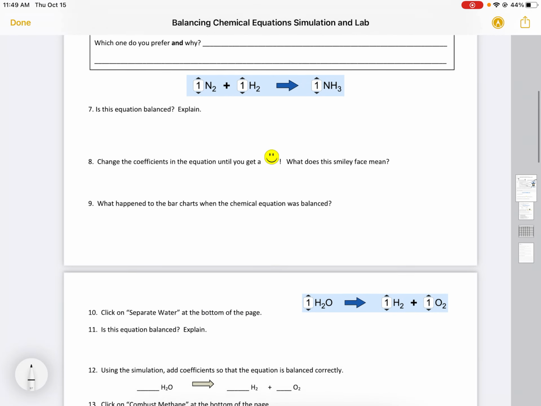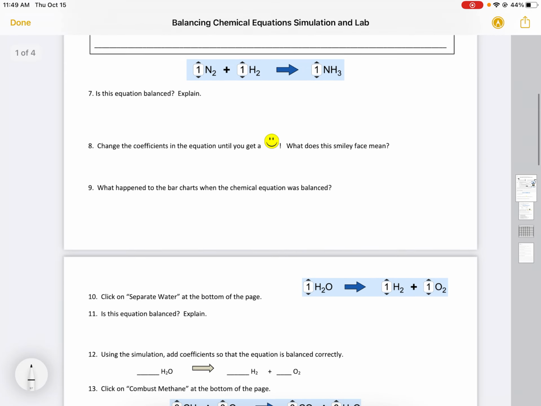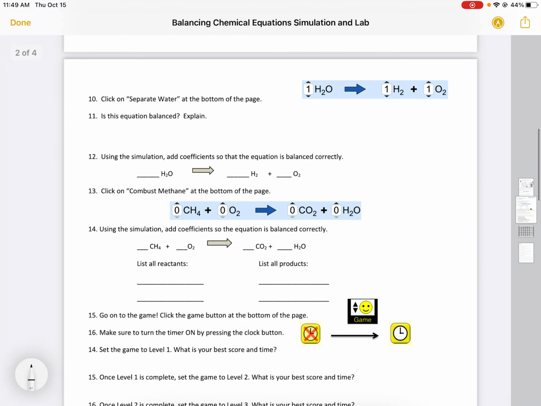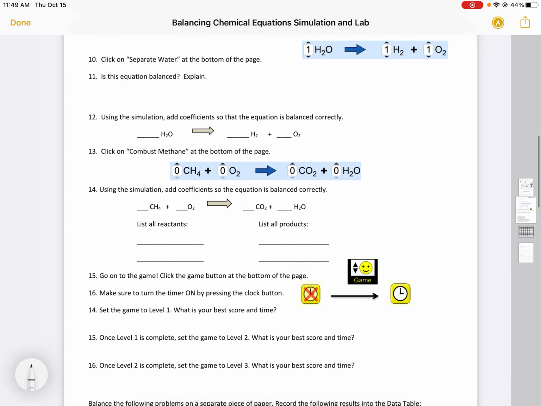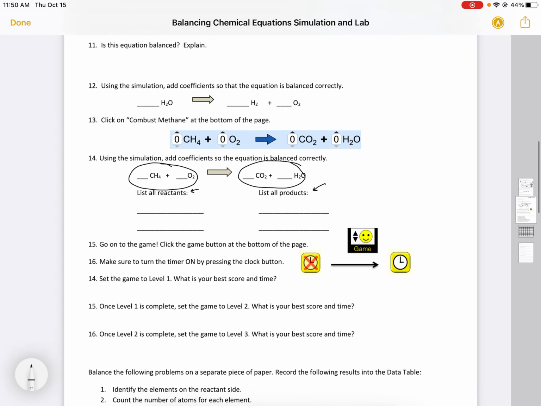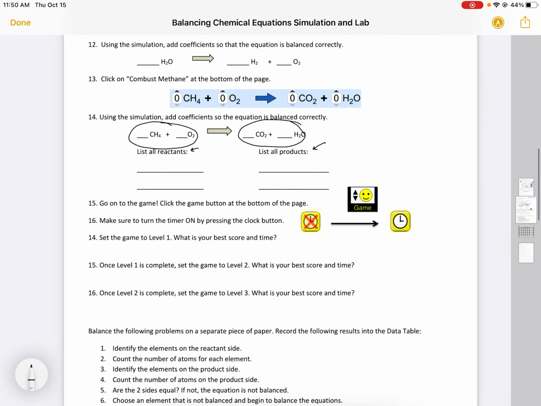And then explain what happens to the bar charts when the equation is balanced, and then you'll do the same for water. Tell me, is it balanced? So on and so forth. And so you're going to go through the rest of the simulation. When it says here, list all the reactants, remember that reactants are the stuff on the left, and here the products are the stuff on the right. Okay? Once you're done with this part, you can go to the game and practice trying to balance these equations.